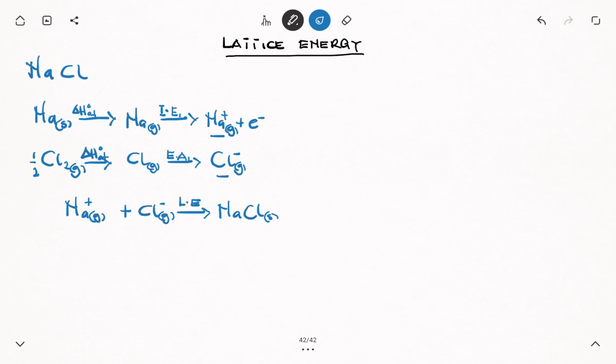So this is lattice energy, and watch out for the second tutorial on how to determine the strength of lattice energy of other ionic compounds.